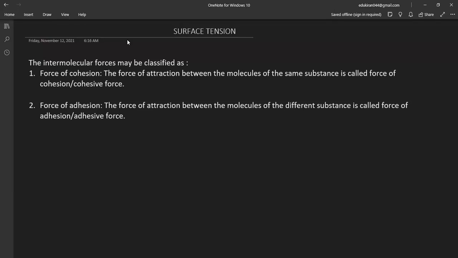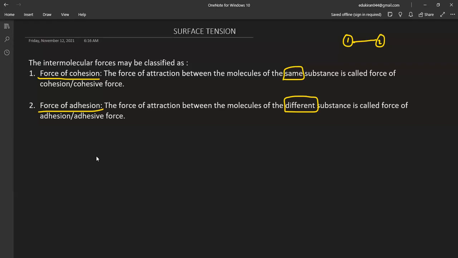Two types of forces are present. Just understand this. Intermolecular forces between two molecules are of two types. One is the force of cohesion, one is the force of adhesion. Just remember, when these two molecules are of the same material, we call it the force of cohesion. If this is one material and this is something else, we'll call the force of attraction between them the force of adhesion. Now see, take an example.